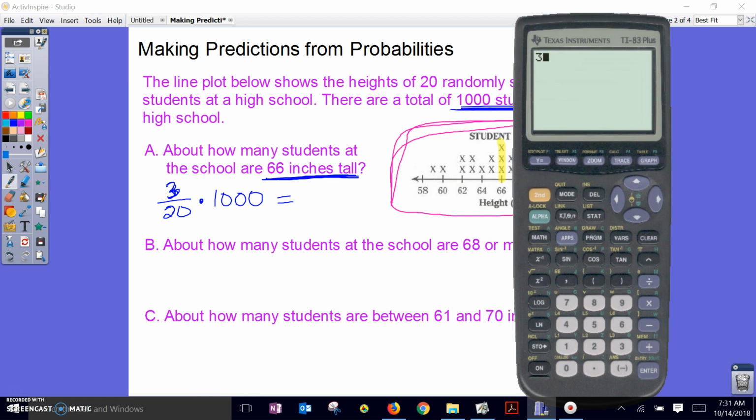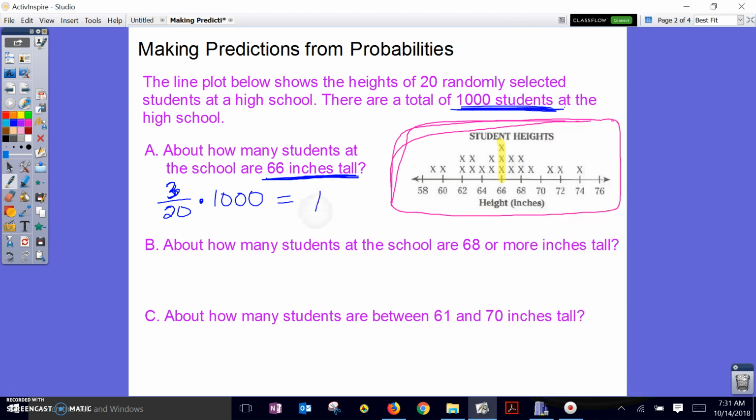And I can just go ahead and do that on my calculator. 3 out of 20 times 1,000. And we're going to predict that 150 students at the school are 66 inches tall. Alright, let's do that again.